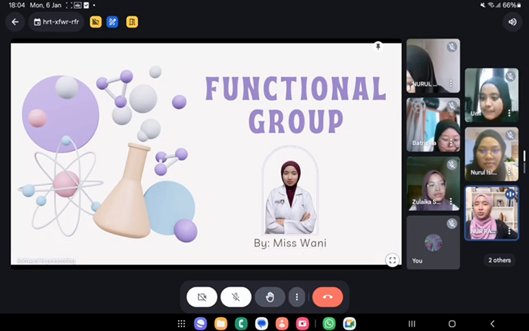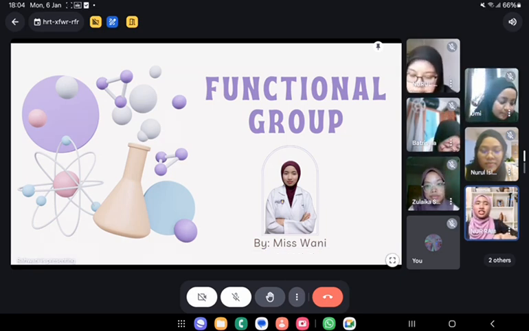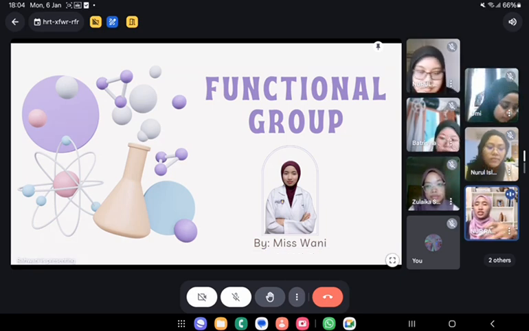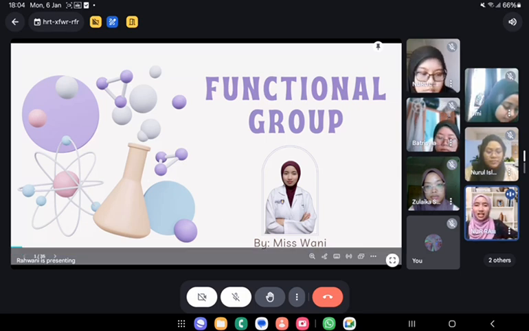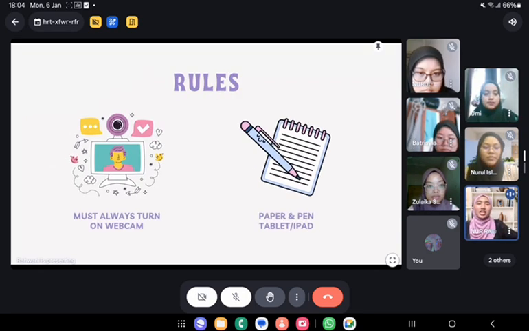So today we are going to continue with our previous topic, which is the functional group. So before we start our class today, let's just recite the rules for my lessons today.